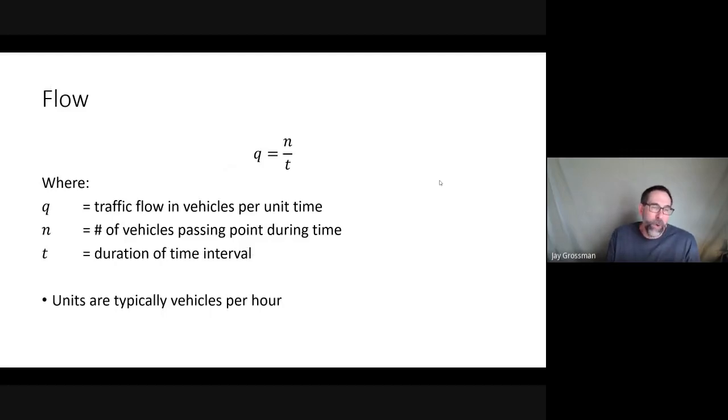Flow is just the number of vehicles per some unit of time. We usually report those in vehicles per hour. That's our standard. You can report it in anything, vehicles per second, vehicles per minute, but vehicles per hour is kind of the standard we use. Even if we measure it for less time, for those 15-minute intervals, we'll often report it as so many vehicles per hour.